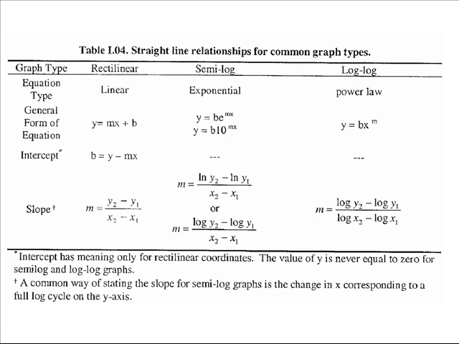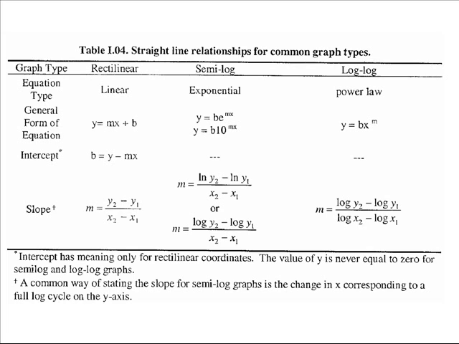And you also have the log-log graph type, where you have a logarithmic scale on your x and on your y. Normally, the general form of the equation for the rectilinear will be your standard y equals mx plus b, whereas your exponential and your power law are also shown. The intercept for your line is given there as you solve for b, which is your y-intercept.